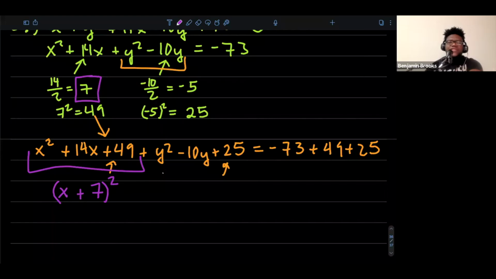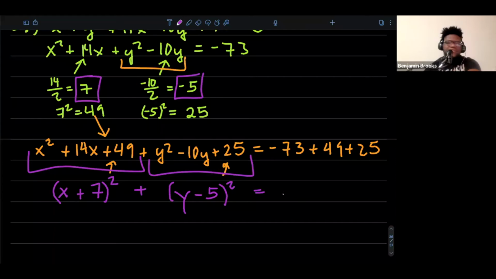So similarly, for these three terms, you're going to end up with y minus 5, because that was the b over 2 term, squared. And this is then equal to, let's see, 49 plus 25 is going to be 74, I think. Yeah, 74. So that's equal to 1. So you got negative 73 plus 49 plus 25 is 1.